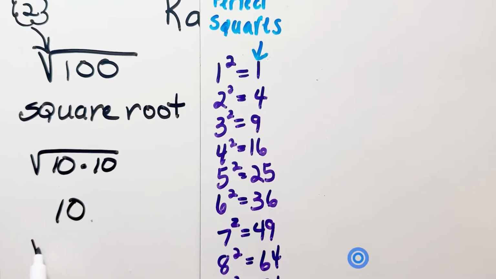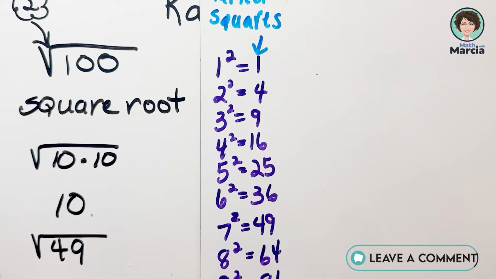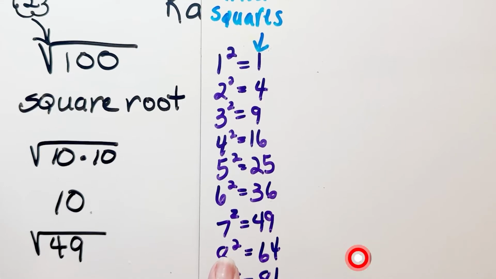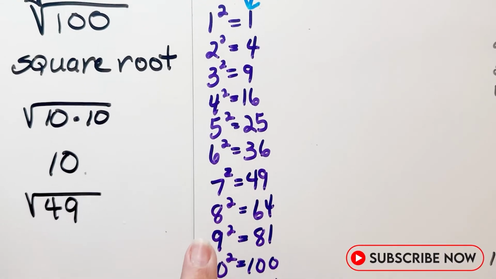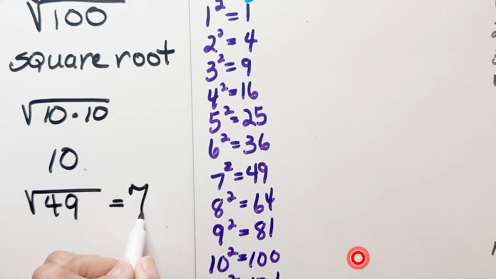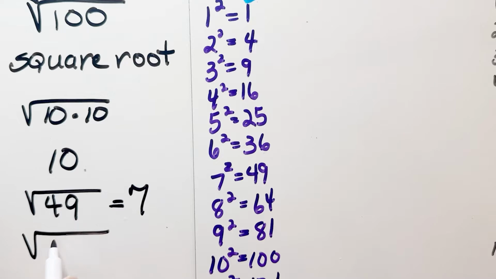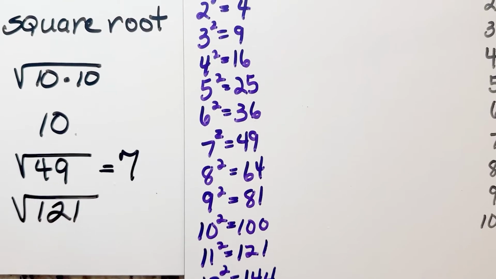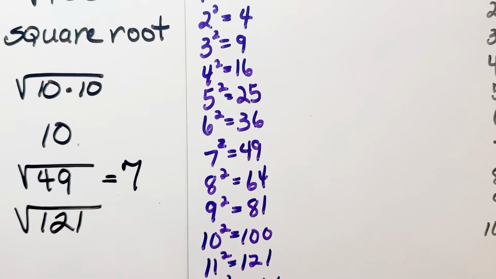So if I were to do the square root of 49, now I have to look at my listing and think of what are the perfect squares. And oh, when I get down to where 7 squared is, I see it's 49. So I know that the square root of 49 is just equal to 7. Another one you might have, oh, the square root of 121. So what 2 twin factors will give me the product of 121? Well, it's 11 times 11. So the square root of 121 is equal to 11.